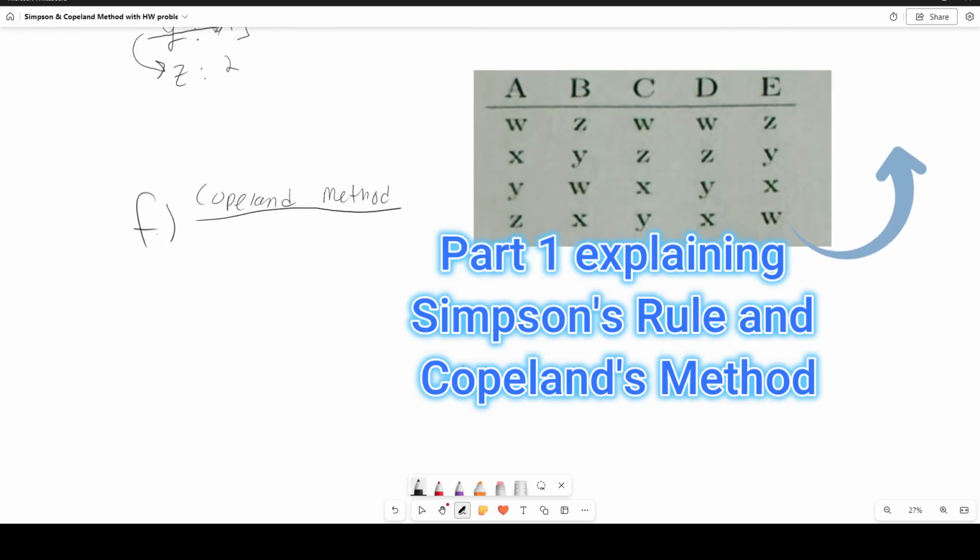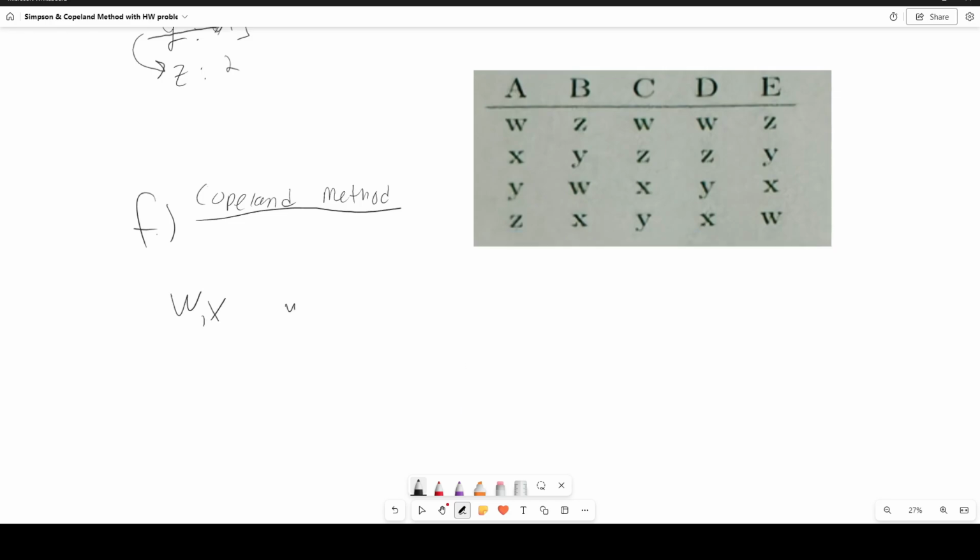F is the ordering under the Copeland method. So given W, X, Y, and Z, we want to find W versus X, W versus Y, W versus Z, and then X versus W we already have, so X versus Y, X versus Z, and then Y versus W we already have, Y versus X we already have, so we need to find Y versus Z, and Z against all other candidates we already have in these choices, so we just need to find the outcome of these 6 elections. And we can cheat a little bit here.